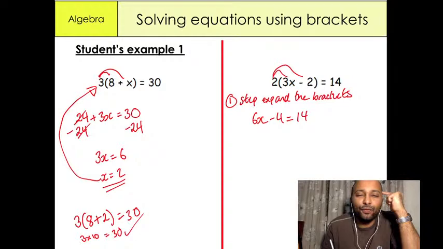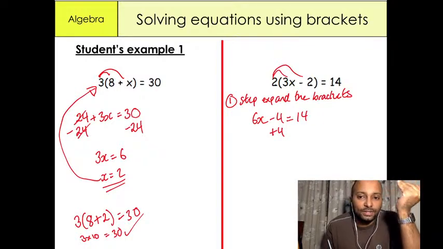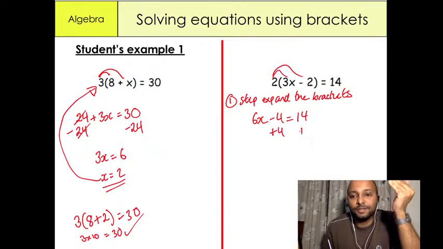We've got a negative 4. What would I need to add to negative 4 to equal 0? Obviously, we need to add positive 4, so I'm going to put positive 4, because minus 4 plus the 4 gives us 0. Whatever you do to one side of the equation, you must do to the other. So I'm going to plus 4 over here. So we have 6x is equal to 18.